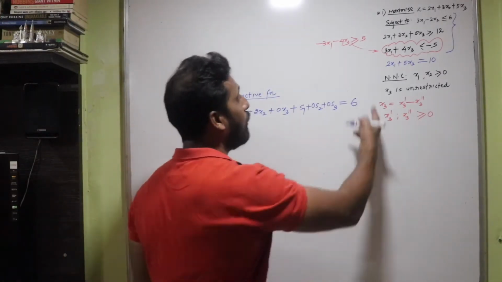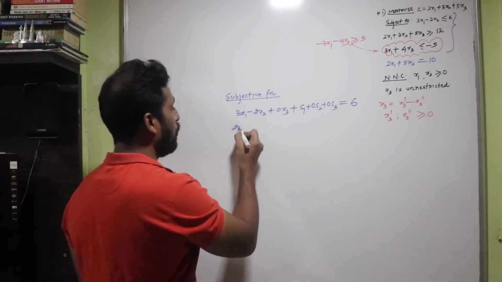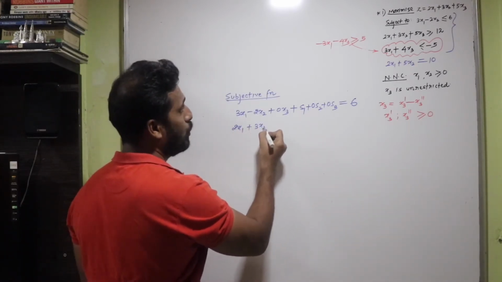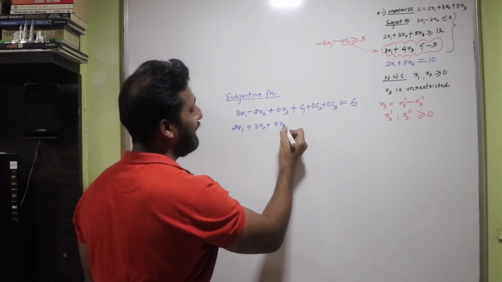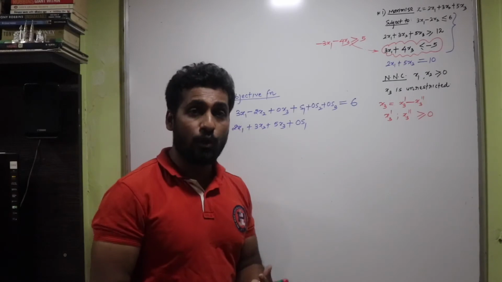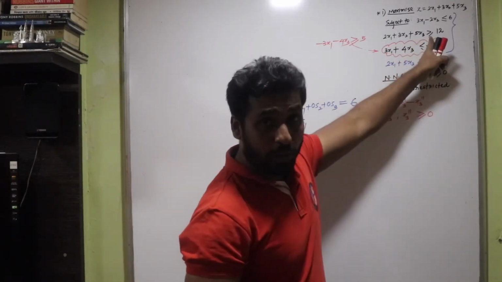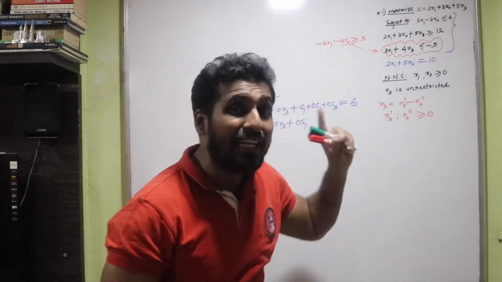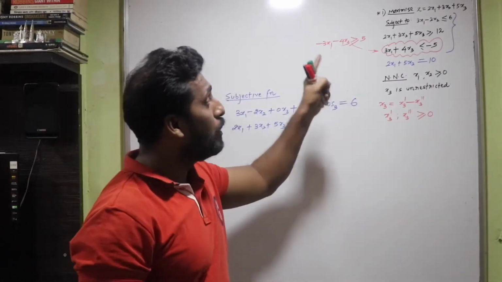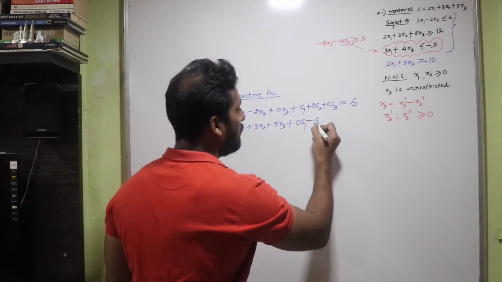Let's move on to the second one. The second one is 2x1 plus 3x2. So I'm going to write it 2x1 plus 3x2 plus 5x3 and 0s1, isn't it? So s1 was the slack variable used for the first one. So here it is 0s1. This is a greater than or equal to type inequation. So it's a greater than or equal to type. I should use a surplus variable here. So I'm going to write minus s2.